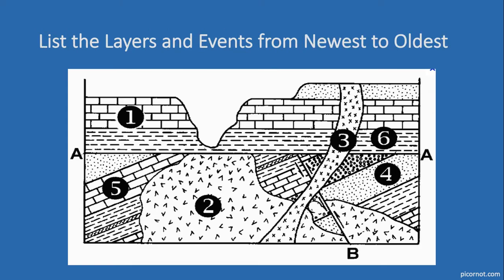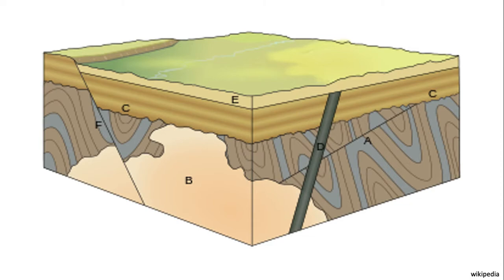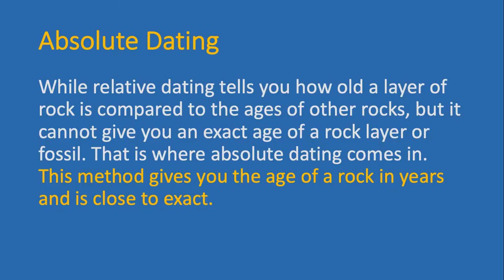And then eventually, once you get practice with this, you will be asked to list the layers and events from newest to oldest. So that's a bit of a challenge. And you could do the same thing with this diagram, but I'm going to move along. We're going to talk about absolute dating now.